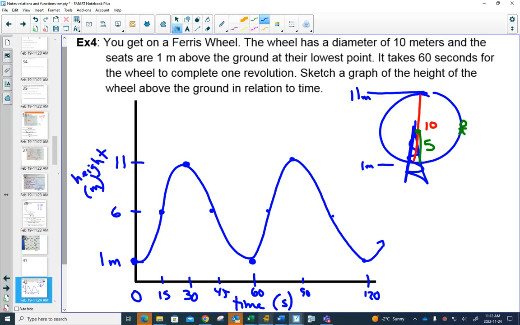So the graph isn't a circle, even though a Ferris wheel travels around in a circle. The graph that we draw, with time happening this way, goes up and down and up and down. And this is a function because every x value, when you go up, you hit only one y value.